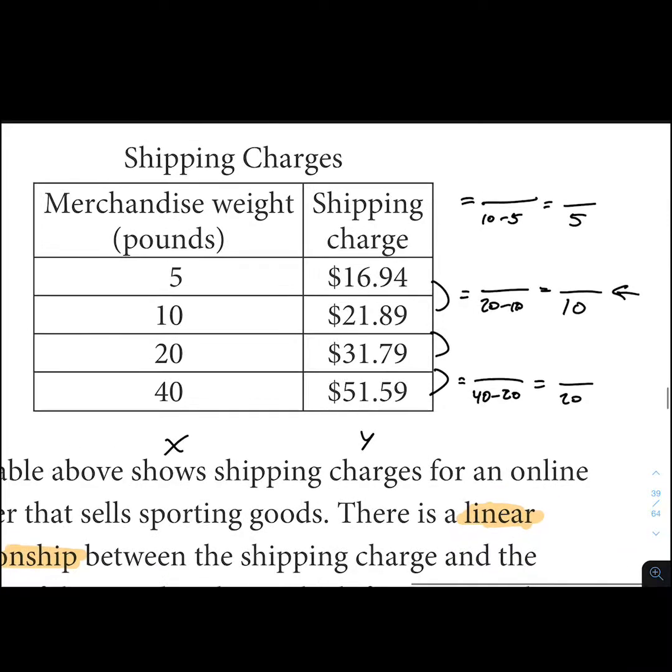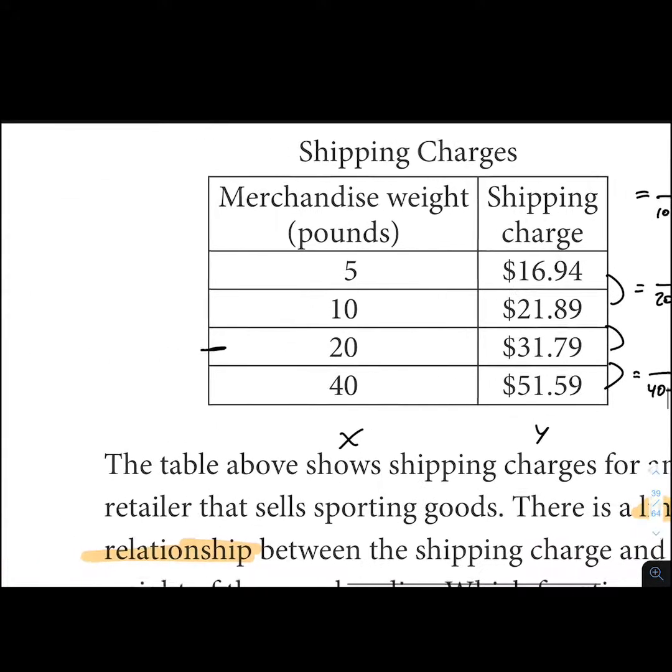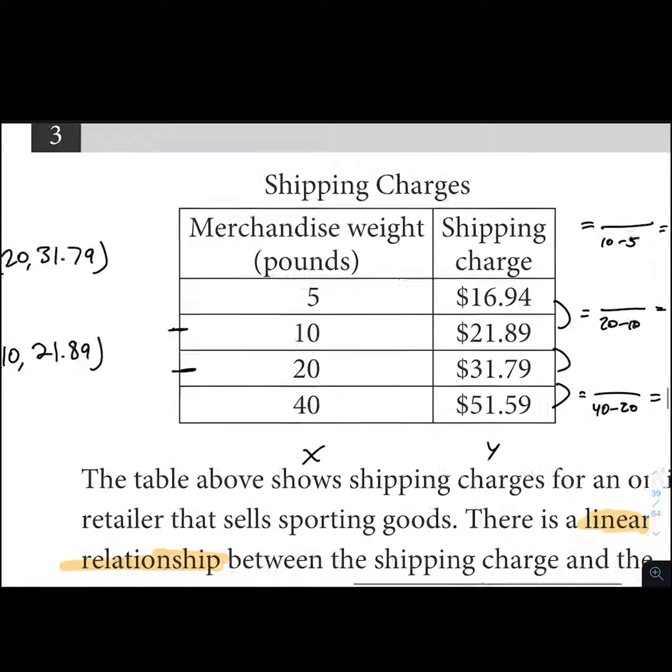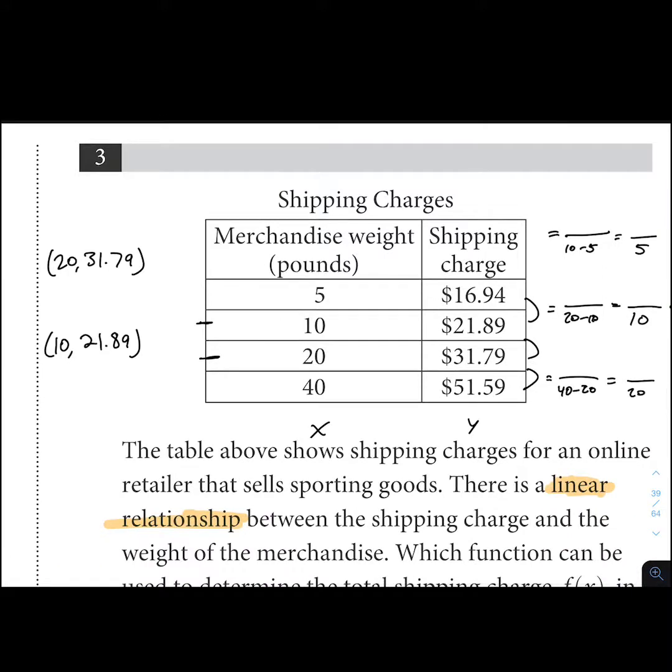So on this question, I'm going to pick the ordered pairs 20, 31.79, and 10, 21.89. Again, you could have picked whatever 4 ordered pairs here, but be smart about it. Make your life easier. You're doing math without a calculator, so make your life easier.